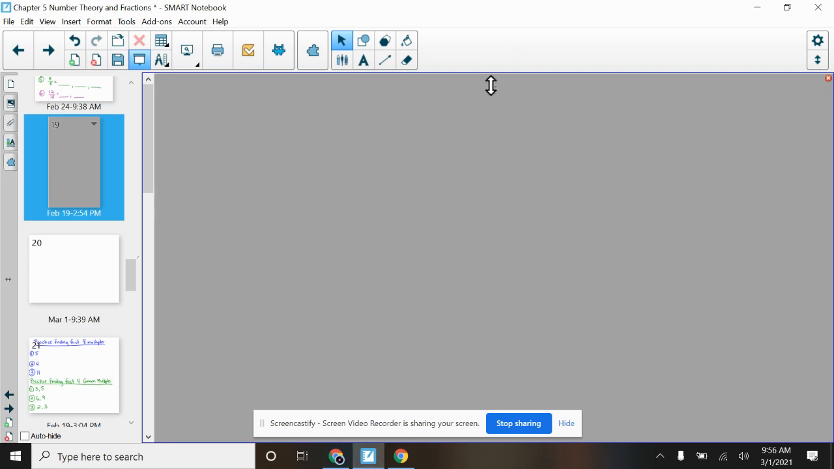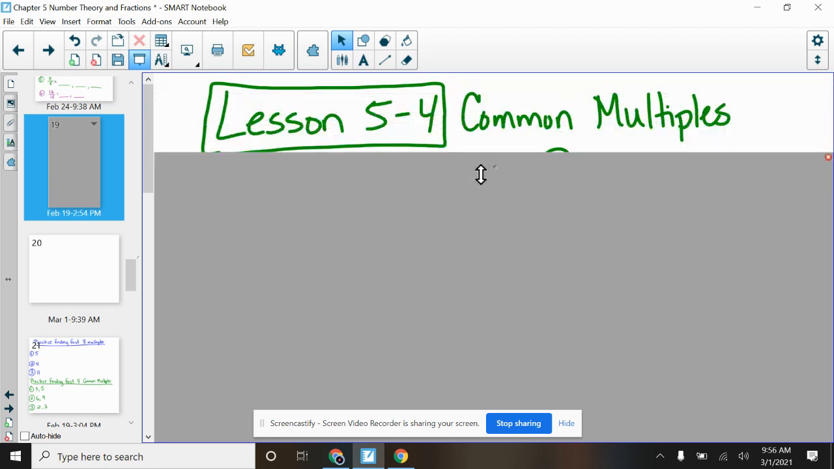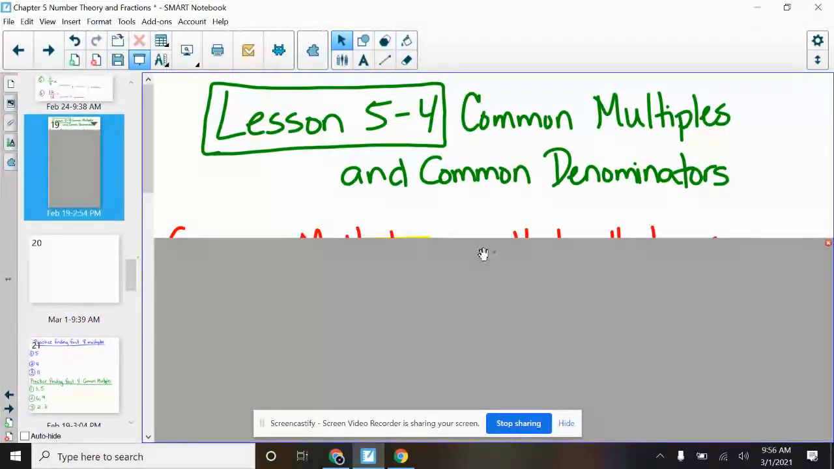All right, so the quiz you just got back covered lessons 1, 2, and 3. This chapter, I believe, has a total of 7 lessons. So we're moving into lesson 5-4, and the title of this lesson is called Common Multiples and Common Denominators. Go ahead and get the title of today's notes in your notebook, this lesson. You do need the title of the lesson.